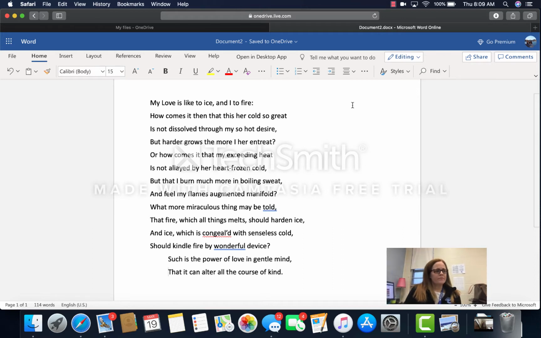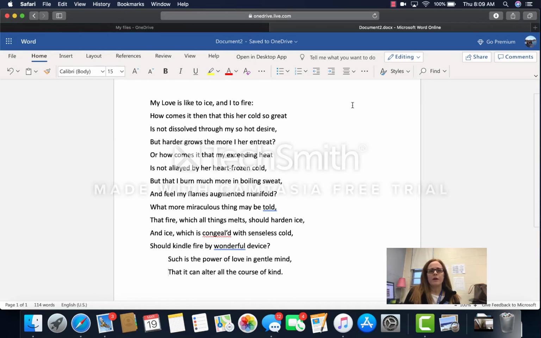This is a sonnet, and I wanted to talk to you a little bit about sonnets. Sonnets are 14-line poems with a rhyme scheme, and there are different formulas or patterns to the rhyme schemes depending on who's writing the sonnet. Edmund Spenser, who wrote Sonnet 30, follows a different rhyme scheme than what Shakespeare did.